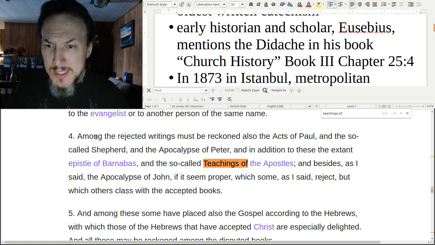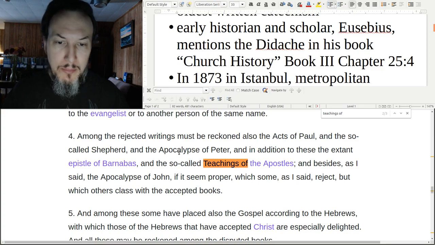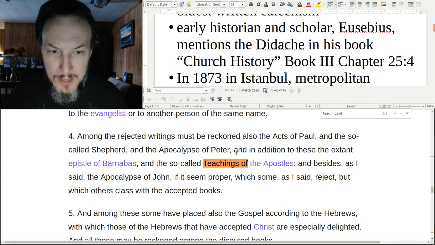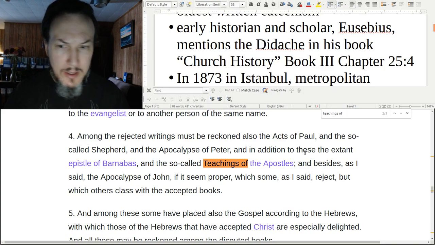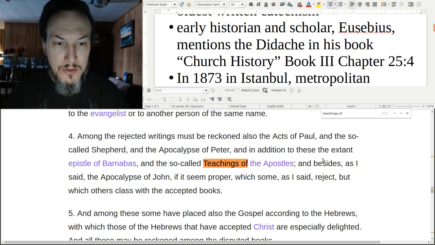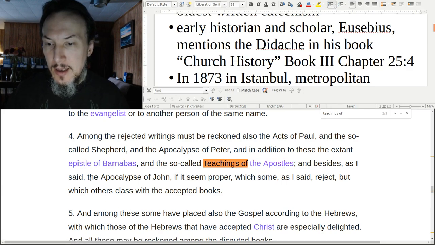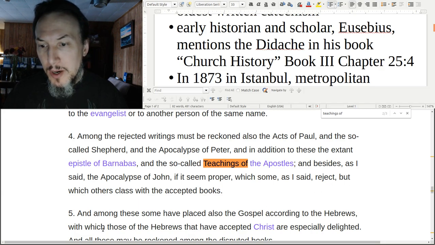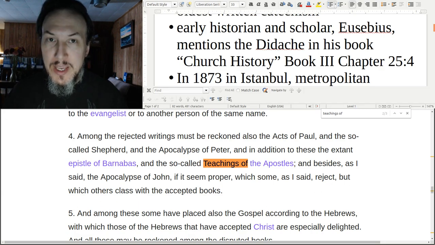Okay? He said, "Among the rejected writings must be reckoned also the Acts of Paul and the so-called Shepherd, and the Apocalypse of Peter. In addition to these, the extant Epistle of Barnabas and the so-called teaching of the 12, or the teachings of the apostles," which would be referring to the Didache. "And besides, as I said, the Apocalypse of John, if it seemed proper, which some, as I said, reject, but which others class with the accepted books."